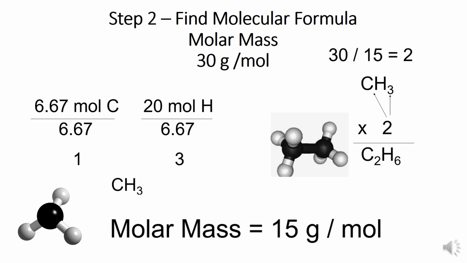If we multiply by 2, we're going to be able to take the 15 up to 30. And that's going to change our empirical formula from the simplest whole number ratio to the real formula for ethane. So if we multiply CH3 times 2, so we're trying to go from 15 to 30, we end up with C2H6, which is the real formula, the true formula, what we call the molecular formula for ethane.